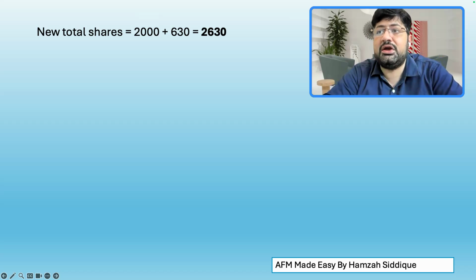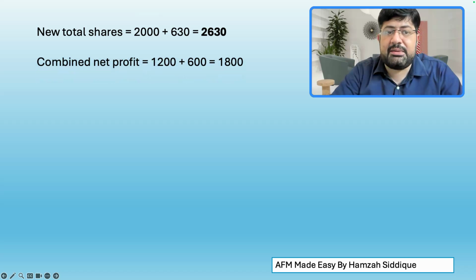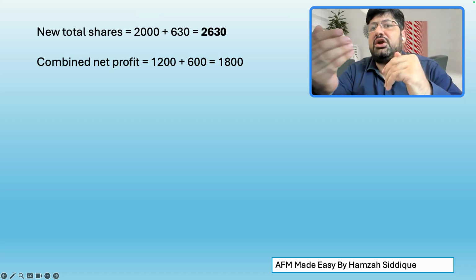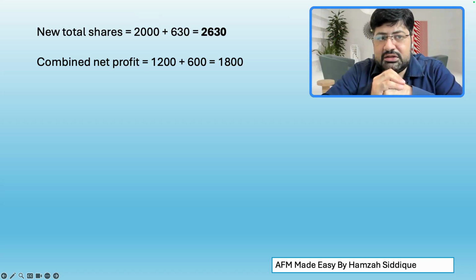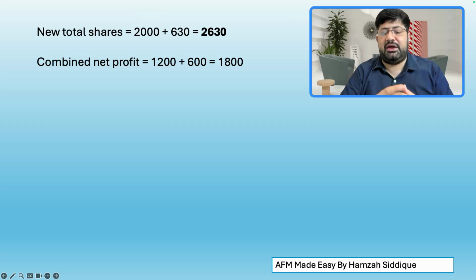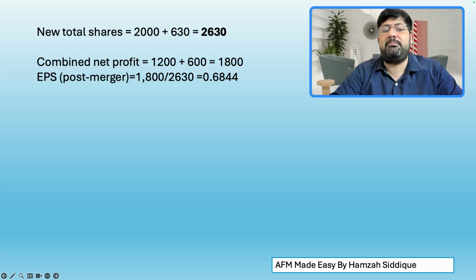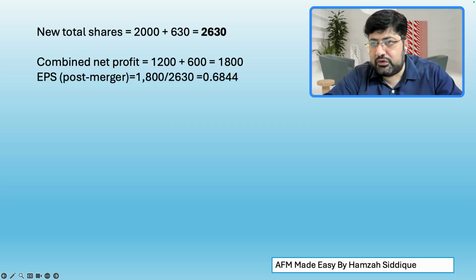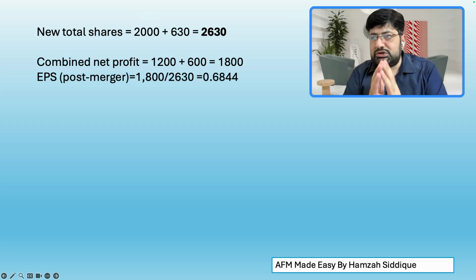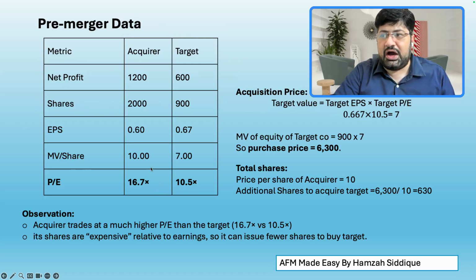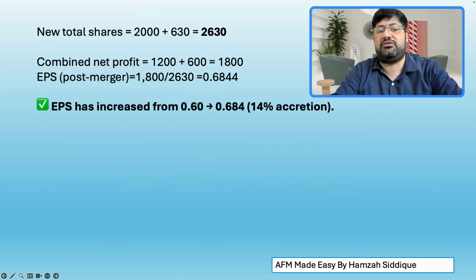Now we need to calculate total earning of the combined company. 1,200 of the acquirer, 600 of the target company. The combined net profit of both companies will be here. Now EPS we can calculate. Revised EPS of the combined company is 0.6844. You see here, post-merger, EPS has increased. Before the merger, the EPS of the acquirer was 0.63. Now, it has increased to 0.684.